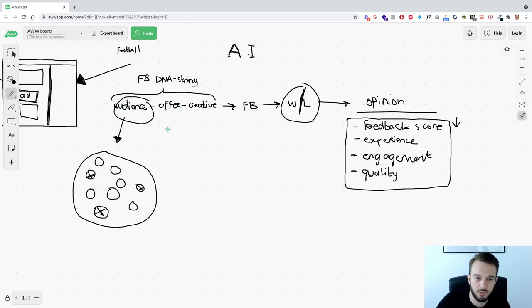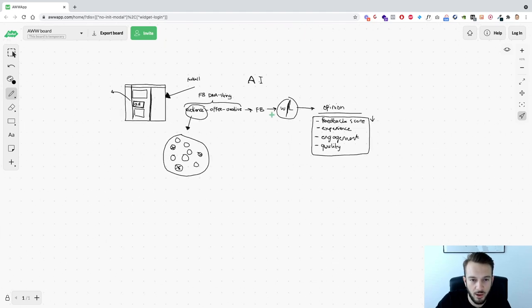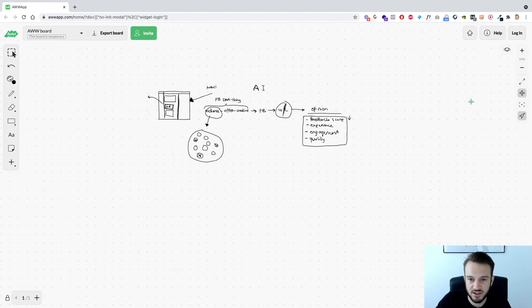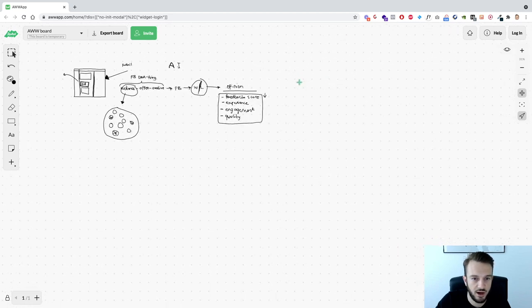So Facebook can no longer rely on all of this, which is also causing Facebook to be unsure about whether or not they should show the ads, yes or no. So what can we do about this? Because obviously, this is having a negative impact on our advertisements.